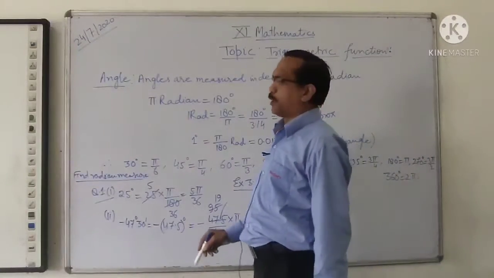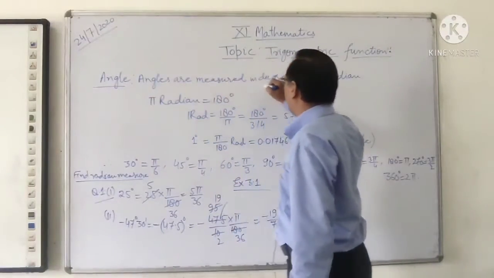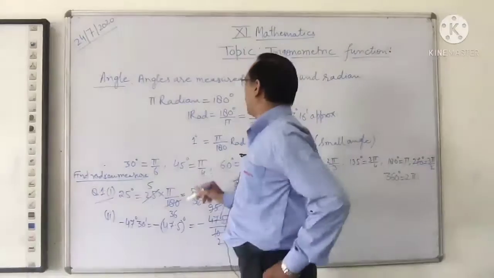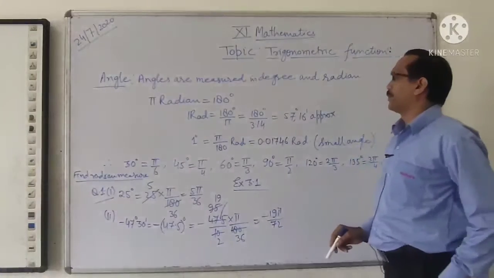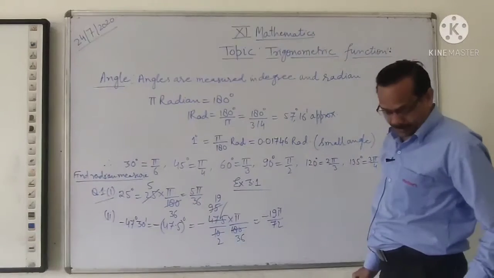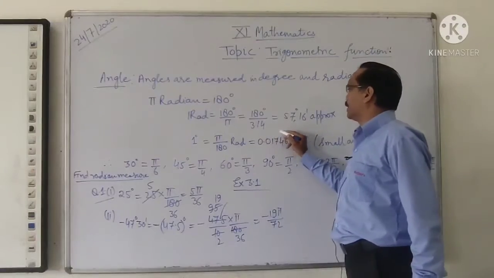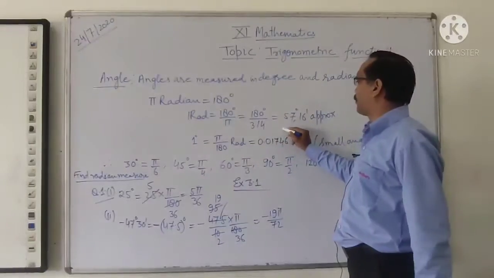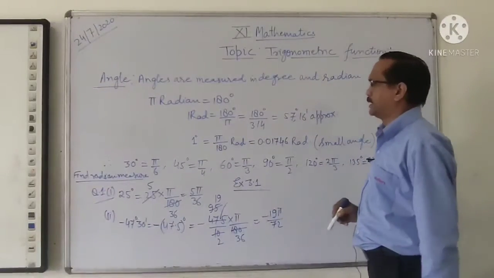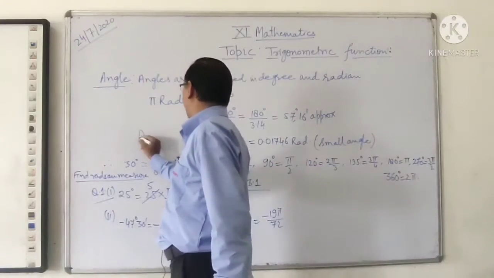Students, here you will learn about angles and their measures. Angles are measured in degree and radian. Pi radian equals 180 degree, so 1 radian equals 180 degree upon pi. The value of pi is 3.14, so it is 180 degree upon 3.14. When we divide it, we will get 57 degree and 60 minutes. Next is the radian measure, next is degree.